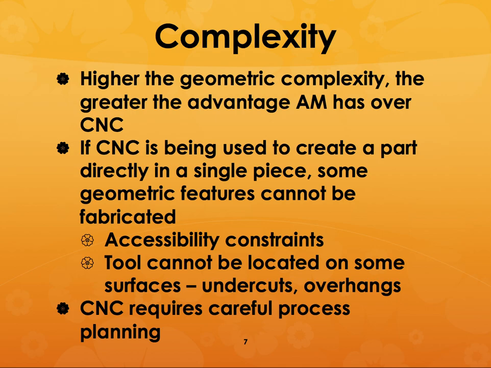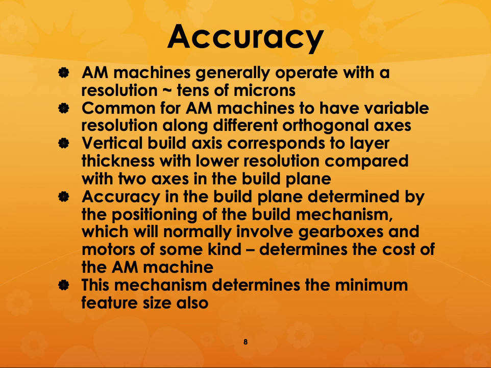So from a complexity of the part point of view, the higher the geometric complexity, the greater the advantage additive manufacturing has over CNC. And if you have some geometric features like accessibility constraints, or if you have undercuts, overhangs, etc., you need to have very careful process planning for CNC, whereas for additive manufacturing, these are not at all constraints. These are parts that can easily be built using additive manufacturing.